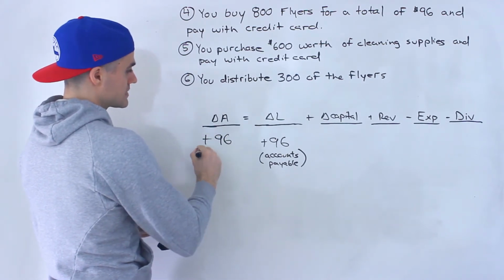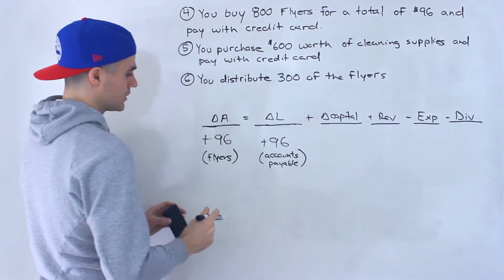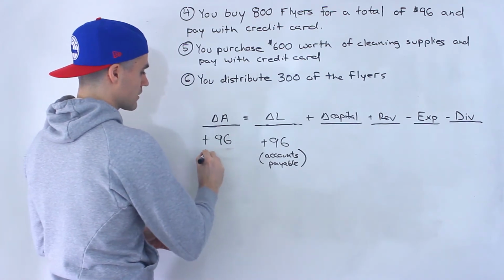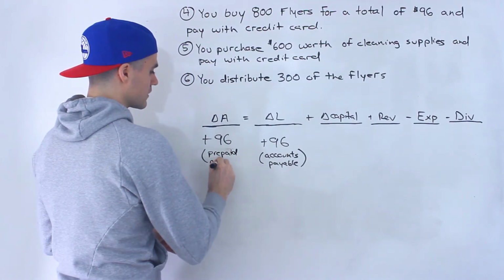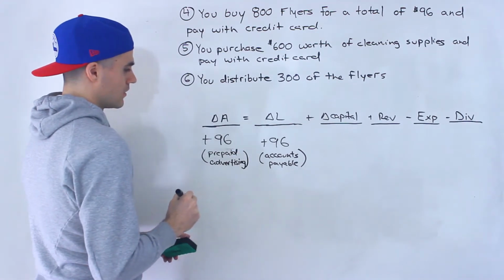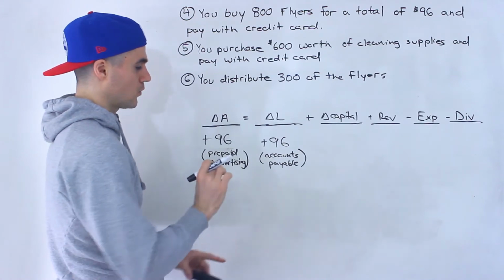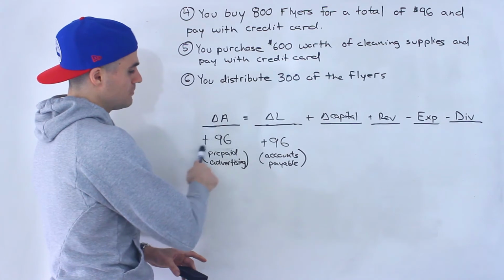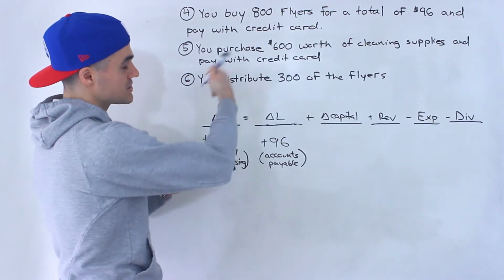Now you can call this asset account, you could put flyers here. I'm actually going to put a different name for this. I'm going to call it something called prepaid advertising. Which is a type of prepaid expense, and we're going to go into more detail with prepaid expenses in a future video. But prepaid advertising is a type of asset. And it doesn't just have to be flyers.